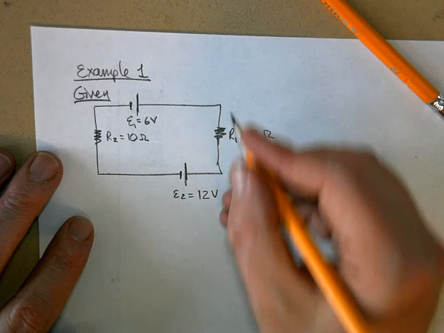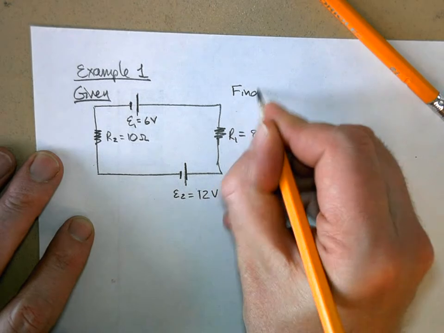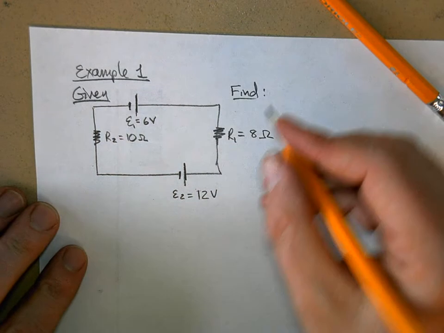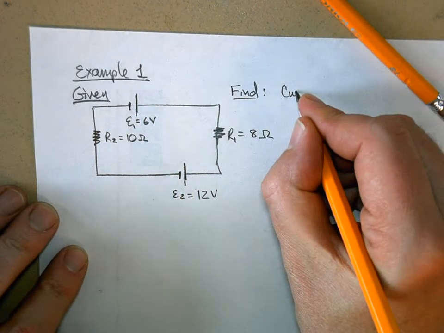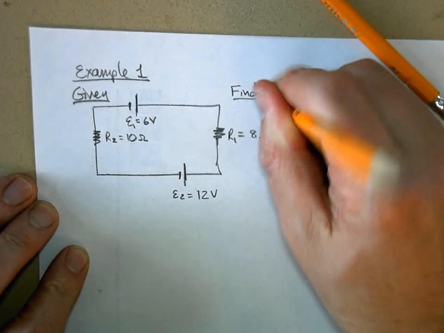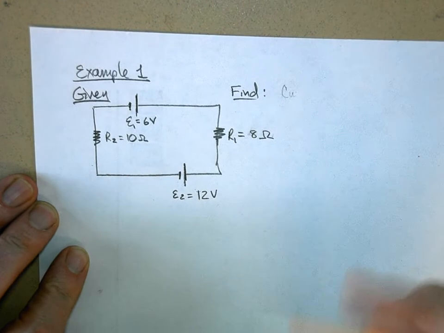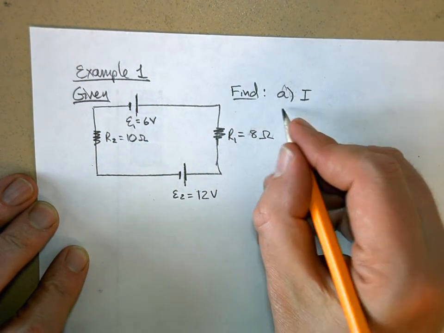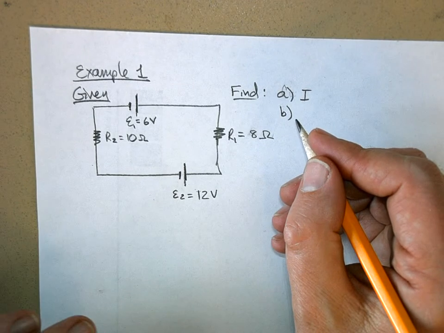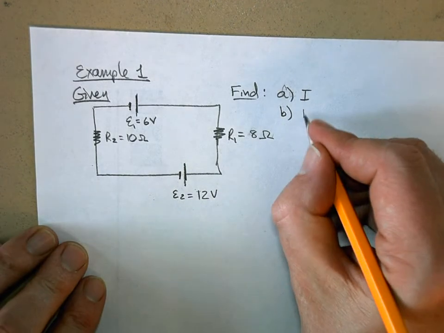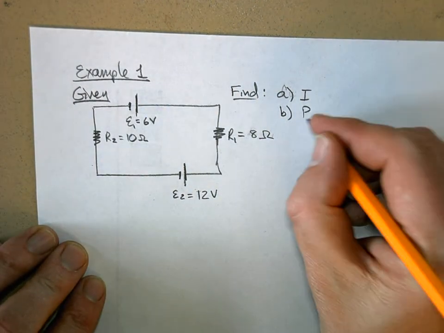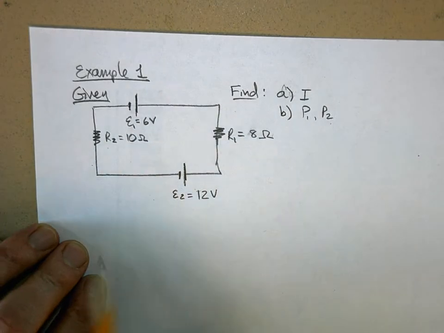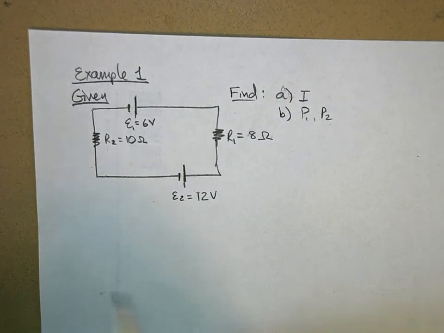Now, what are we trying to find here? Well, I want to find the current. Let's take shortcuts. Let's say A, I want to find the current in the circuit. And B, let's find out how much power is delivered to each resistor. Power 1 and power 2. That just refers to the resistor. Okay. Now let's solve this.